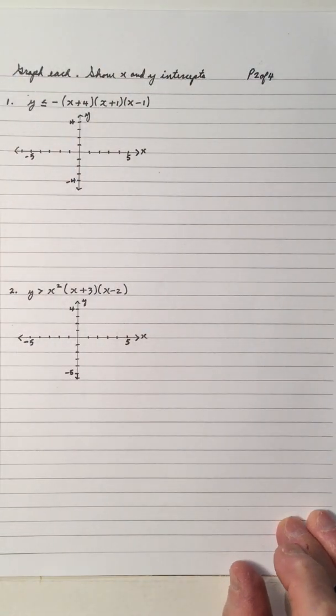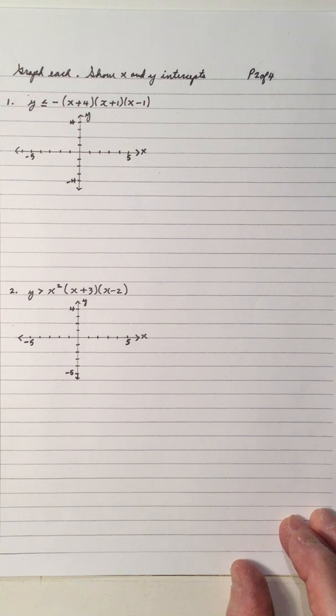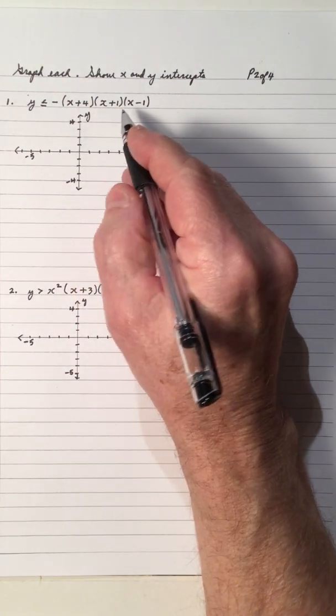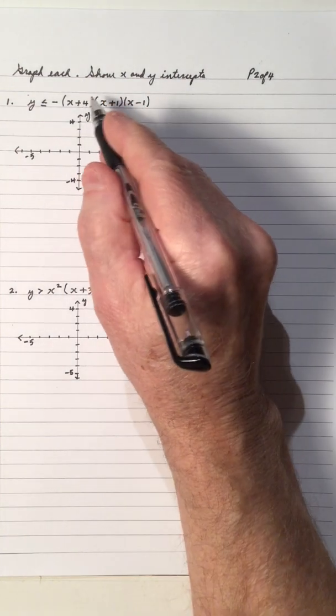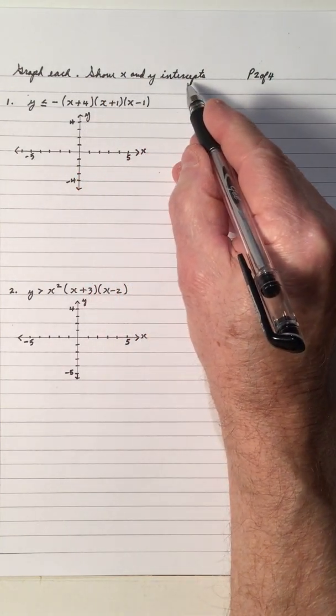In the previous video we learned how to solve polynomial inequalities. Now we're going to graph the polynomial inequalities. So if you want to pause your video and work each of these out before I do, go ahead. It says graph each, show the x and y intercepts.